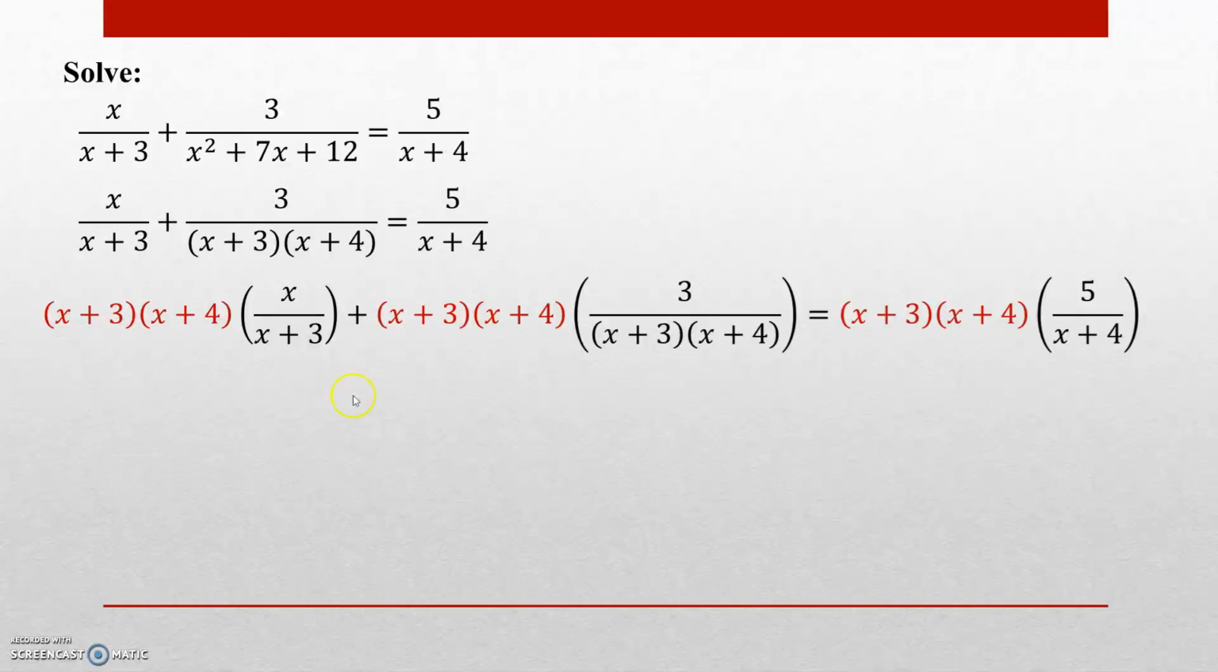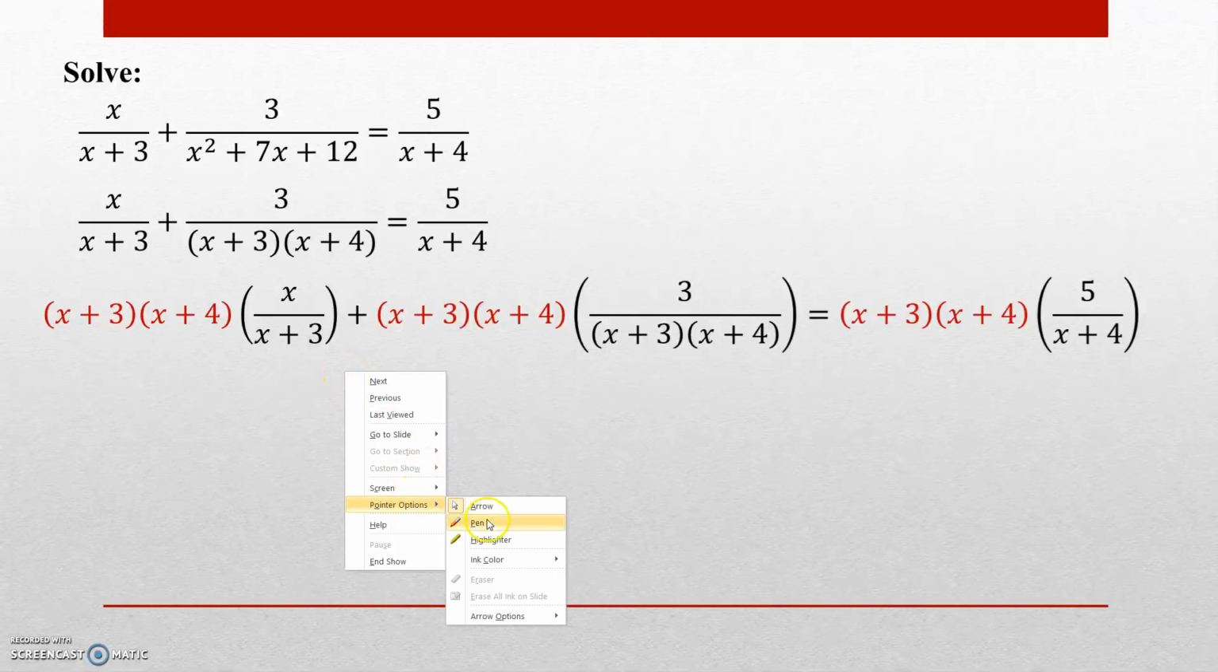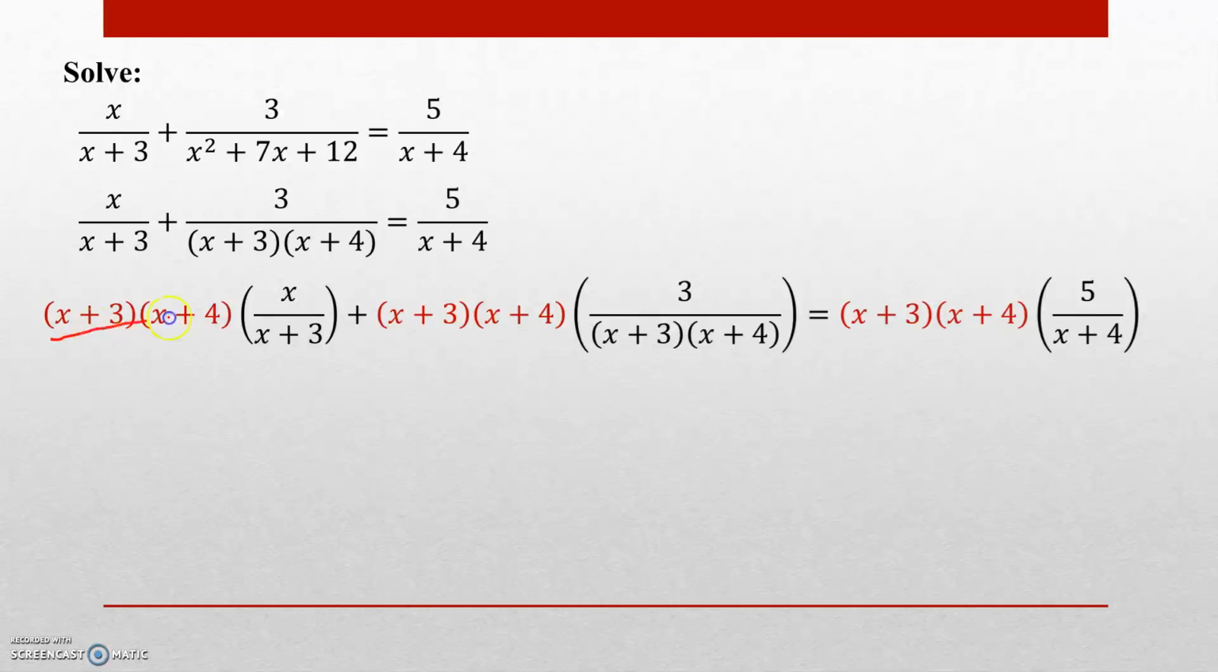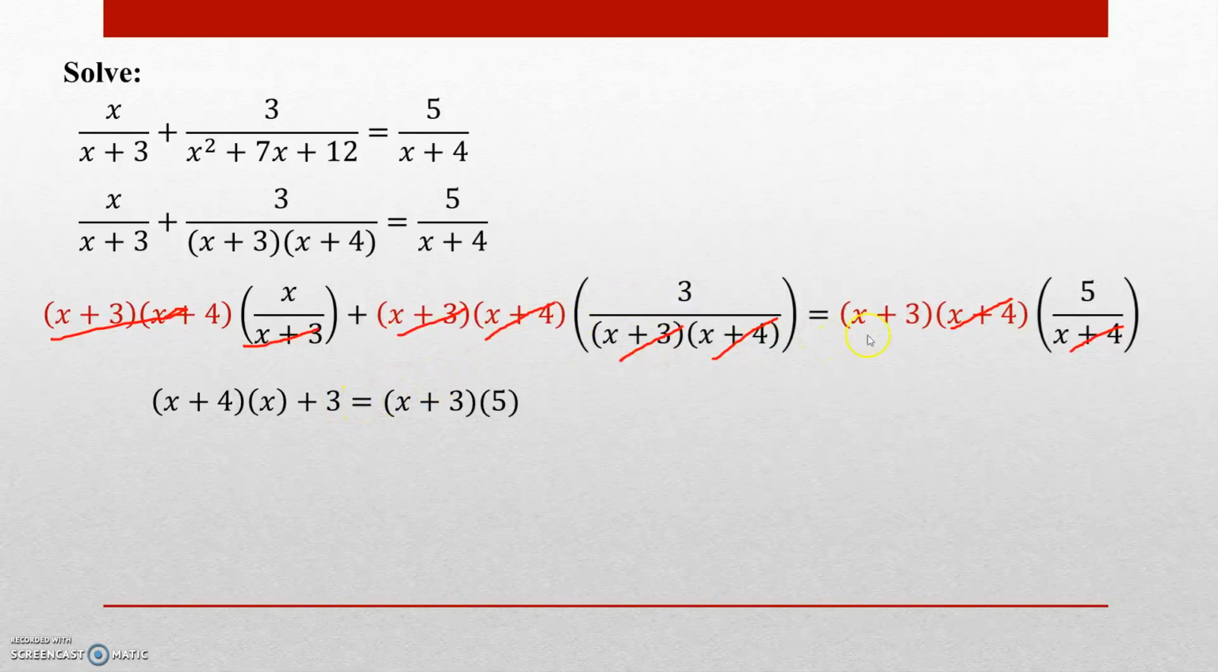Para, pwedeng i-cancel out yung x plus 3 dito. Yan. At dito naman, parehas mawawala. Yan. And then, ito naman, x plus 4. So, what is left now is x plus 4. Sorry, nalagyan ko siya. X plus 4 times x plus 3 equals x plus 3 times 5.